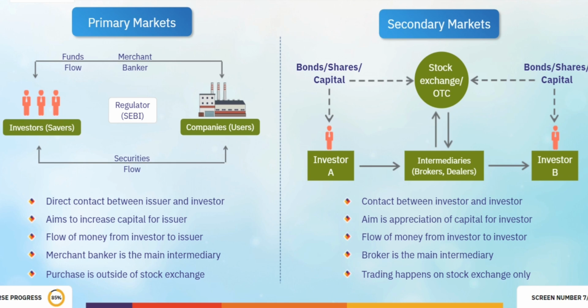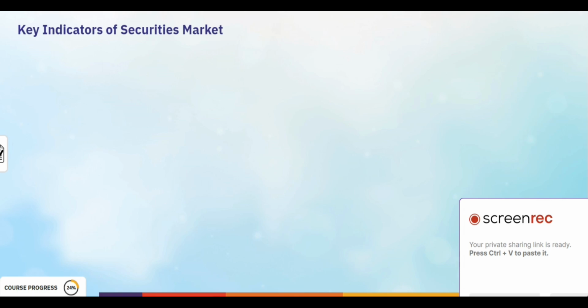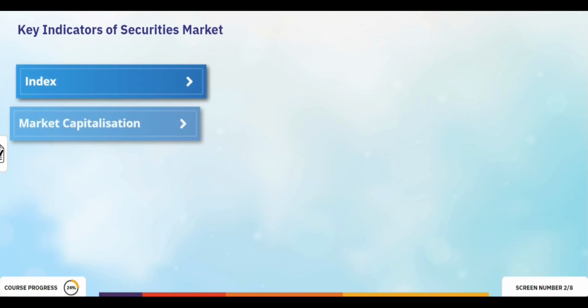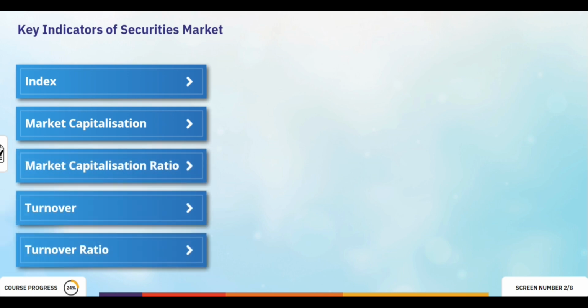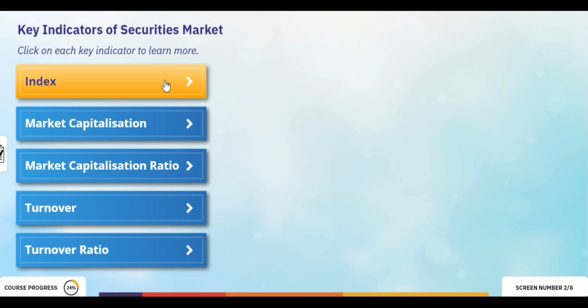The key indicators of the securities market are index, market capitalization, market capitalization ratio, turnover, and turnover ratio. Click on each key indicator to learn more.